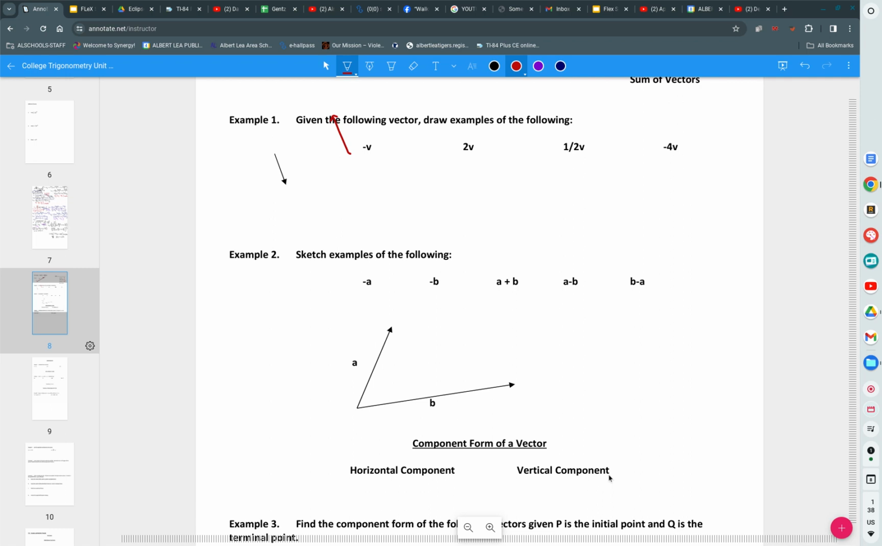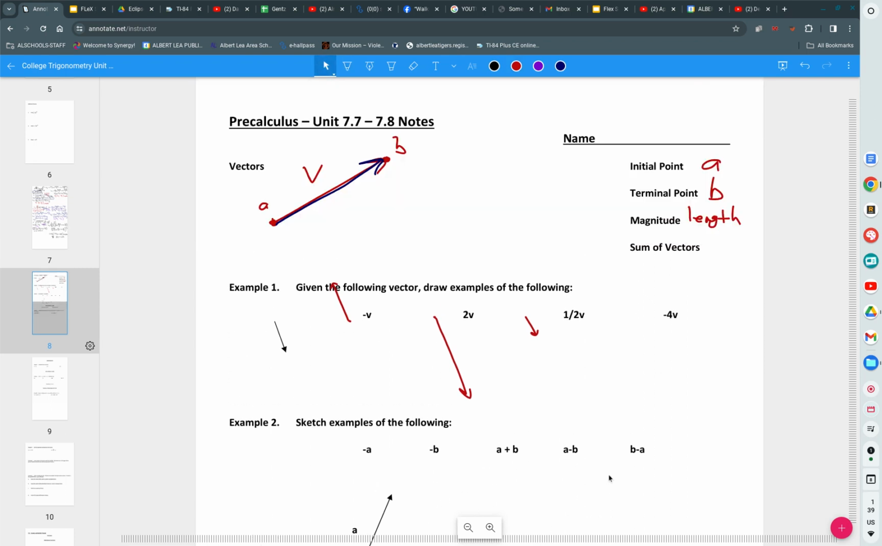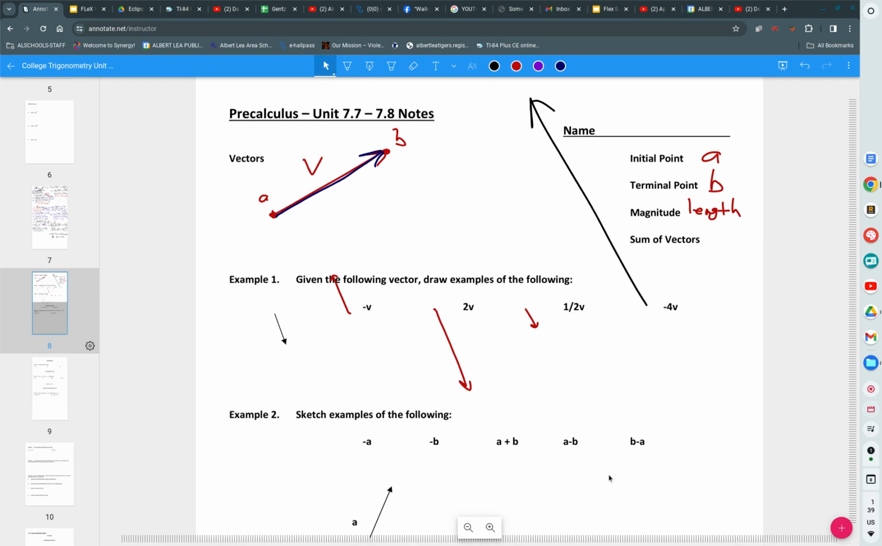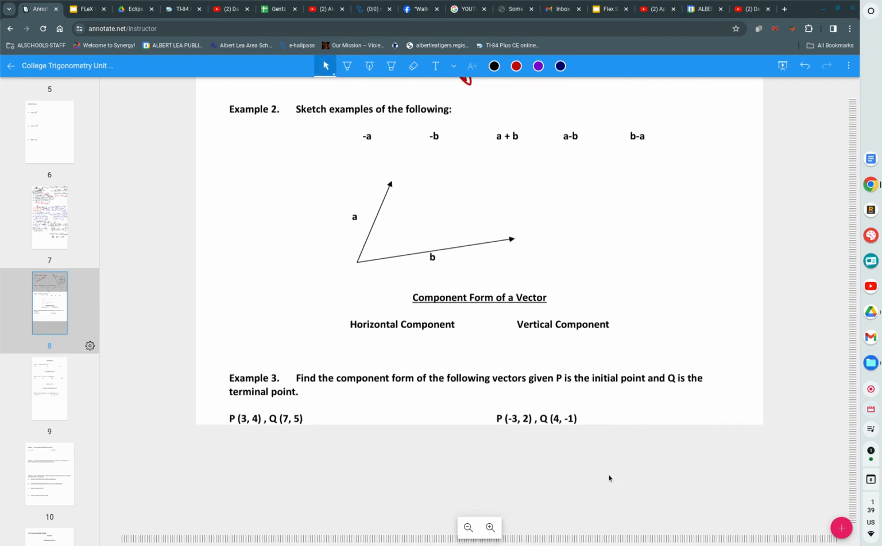2V is going to be the exact same vector. It's just going to be twice the length. How about 1/2 V? Half the length. And what about negative 4V? 4 times the length in the opposite direction. You guys got the idea, okay? So we can draw vectors with different direction and length or magnitude.